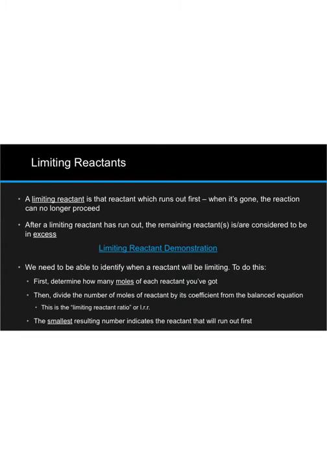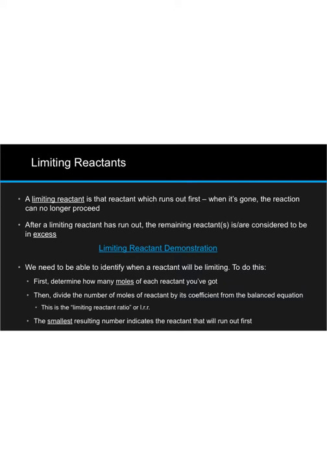After a limiting reactant has run out, any remaining reactants are considered to be in excess. We saw in a previous demonstration that it only took 9.75 grams worth of sodium to react with 15 grams worth of chlorine. Any more than that 9.75 grams, and sodium starts to act in excess. In other words, there were more moles of sodium than moles of chlorine when we reacted 15 grams of sodium with 15 grams of chlorine.